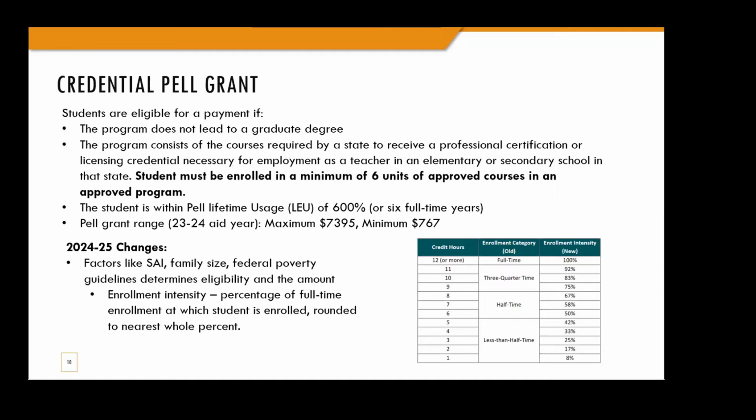Again, we do have to take into consideration, for 23-24, your EFC. For 24-25, we're still looking into how that will affect students as far as what will make them eligible and what won't. The 24-25 SAI will take into account factors such as the SAI, the family size, and federal poverty guidelines, which will determine the eligibility and the amount students get. They're moving over into what the U.S. Department of Education is calling enrollment intensity, so it is going to change. It's not going to look similar to what we currently have. So these are some things to take into consideration.